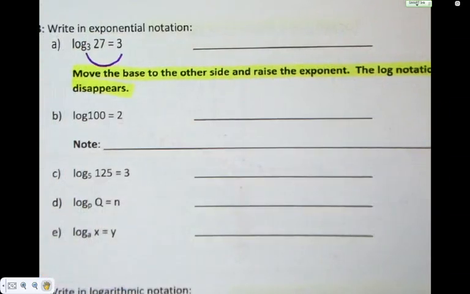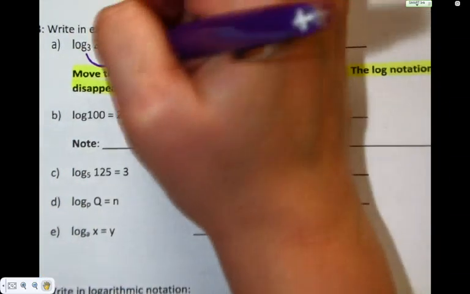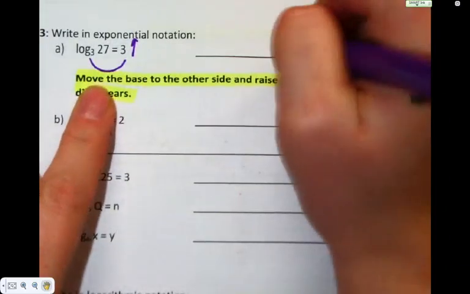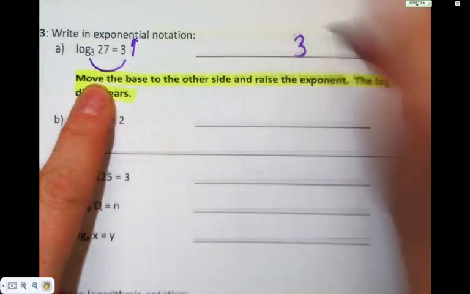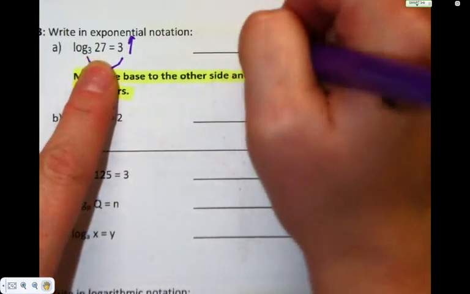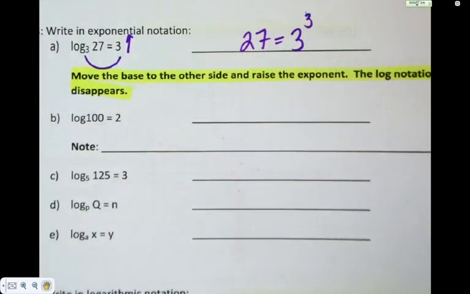The base is going to move over, but the 3's already there. So he's going to bump the 3 up and really not be sorry. The log disappears. So 3 moves over to the other side, bumps the 3 up. 27 stays exactly where it is. The log notation disappears. The base goes over, bumps the exponent up. Sorry. The log notation disappears.